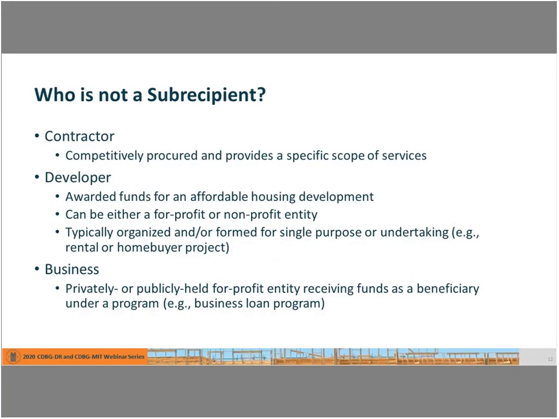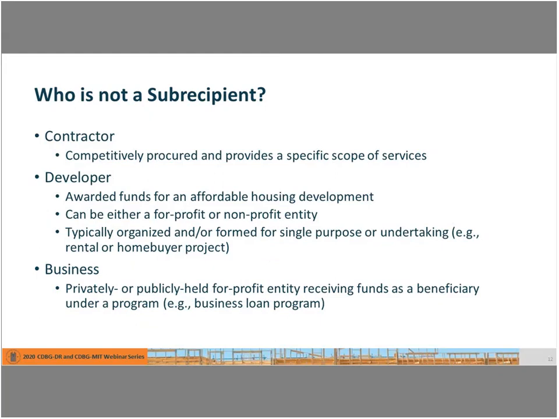So we talked about who is a subrecipient. Let's talk about who's not a subrecipient. And just to clear up any confusion, it does make a difference to understand the terminology and how one is treated because it will then dictate what requirements apply to that entity and to the grantee in terms of its expected oversight of that entity.